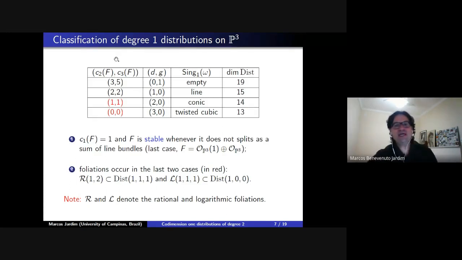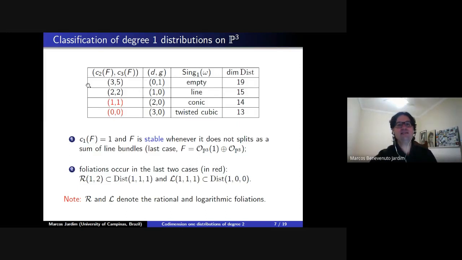This table was worked out in the paper I mentioned with Omega Andrade and Mauricio Correa. So these are the possible values of the second and third Chern classes for the tangent sheaves, and the degree and genus of the singular locus. And here is a description of the one-dimensional part of the singular scheme.